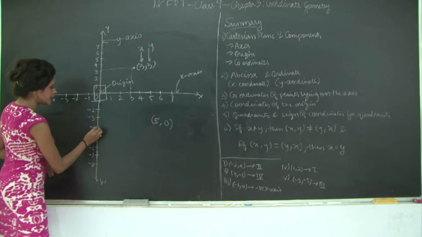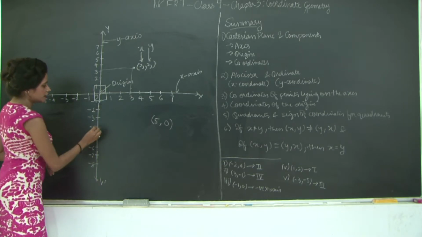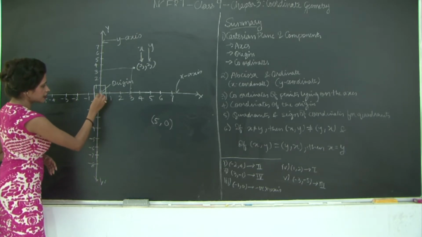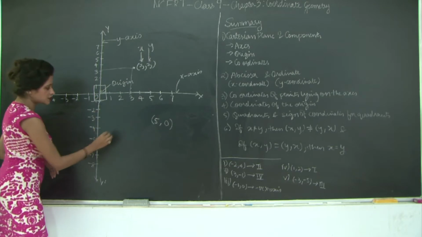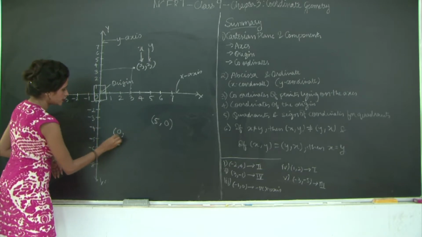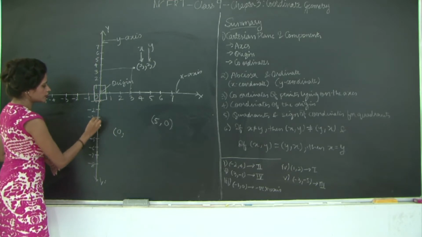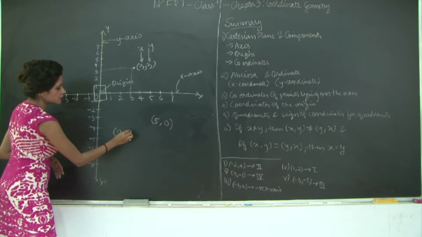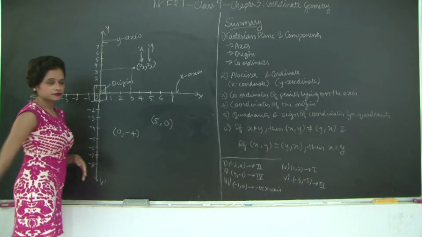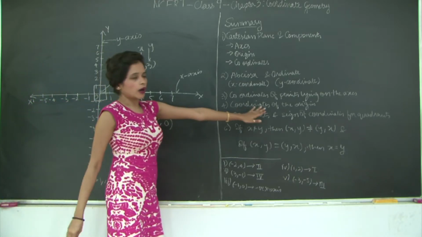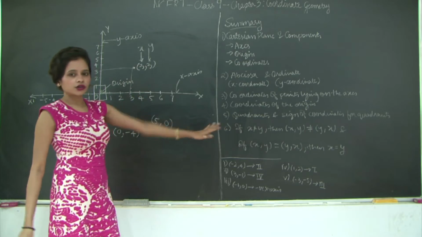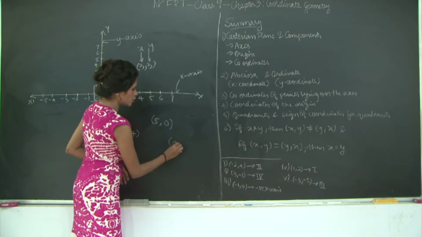Similarly, if I take a point, let's say minus 4 out here, the x coordinate is nothing because it's on the y axis, right? So the x coordinate is 0 and the y coordinate is the perpendicular distance from the x axis, which is 1, 2, 3, 4, but this is on the negative side, so this is minus 4. Correct?